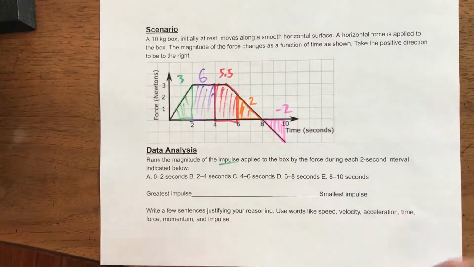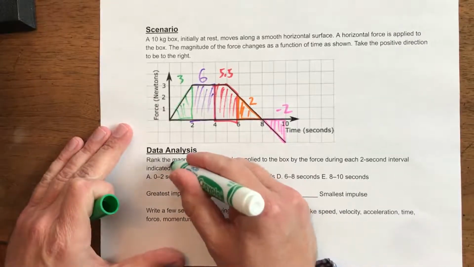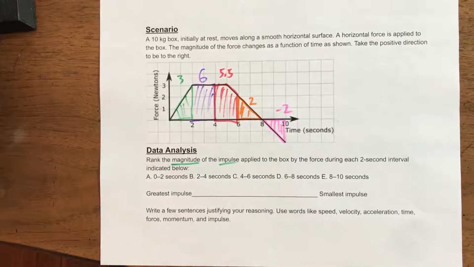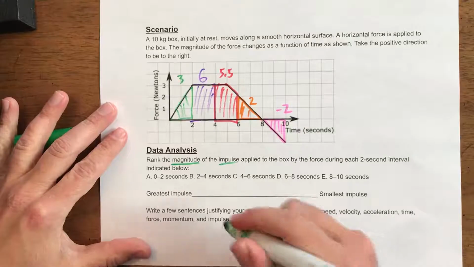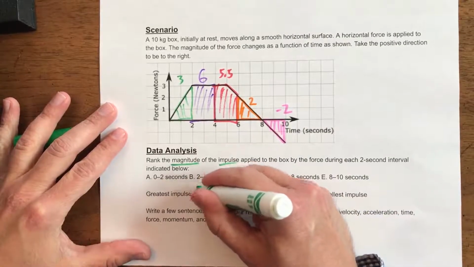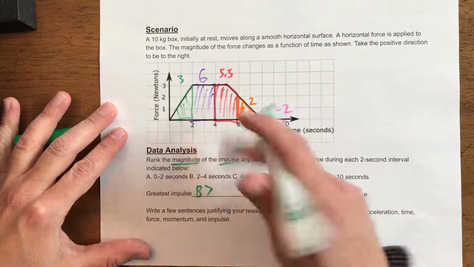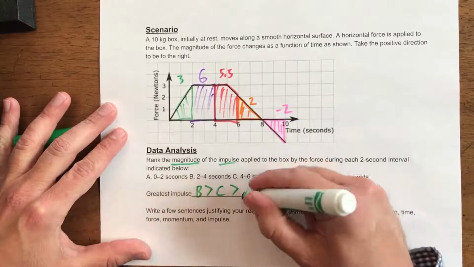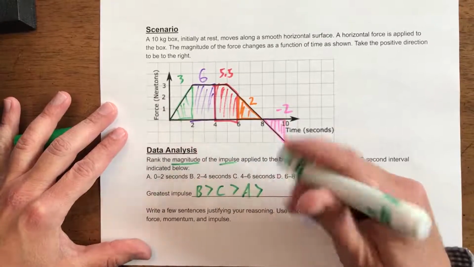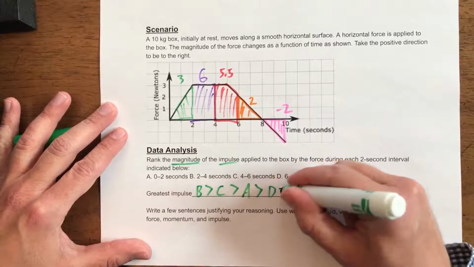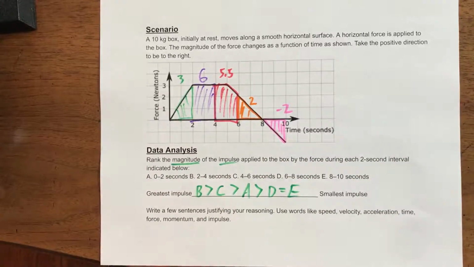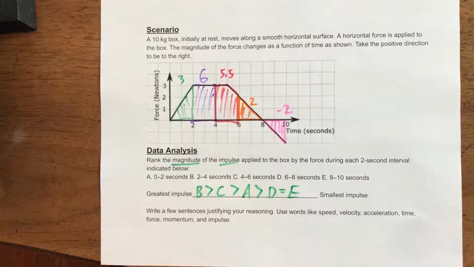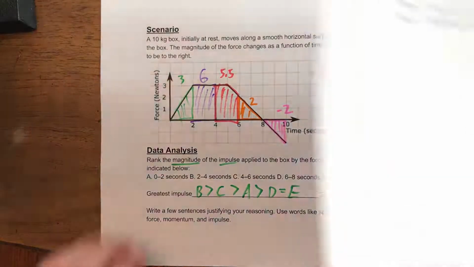But it is important to realize that they did say the magnitude. So that negative won't matter. So when we do the greatest impulse, that is going to be B is greater than C, which is greater than A, which is greater than D, which is equal to E in terms of magnitude. And how do we justify it? Because we found their areas, and that's how we know how to do it.